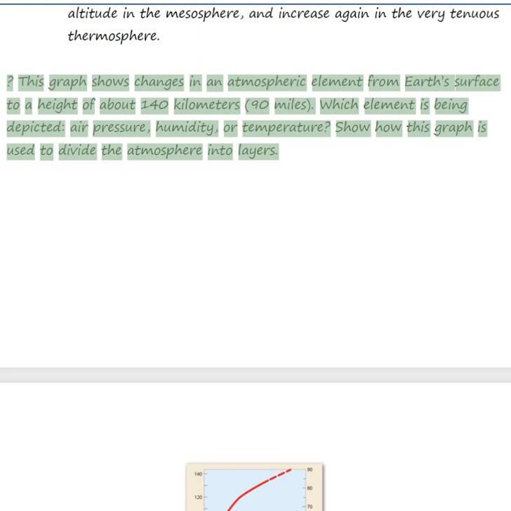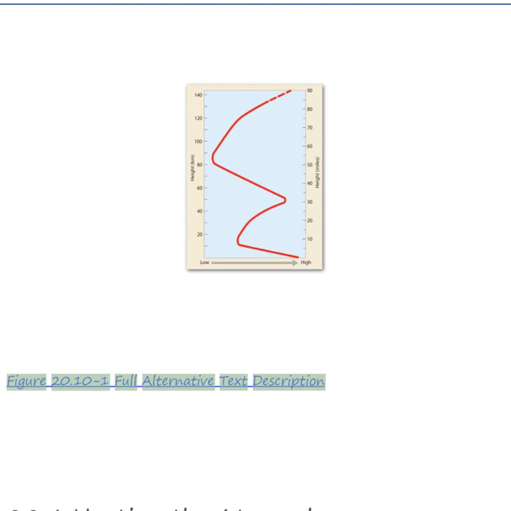This graph shows changes in an atmospheric element from Earth's surface to a height of about 140 kilometers. Which element is being depicted? Air pressure, humidity, or temperature? Show how this graph is used to divide the atmosphere into layers. Figure 20.10 to 1 Full alternative text description.